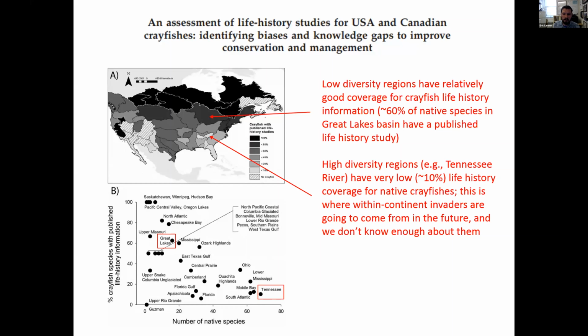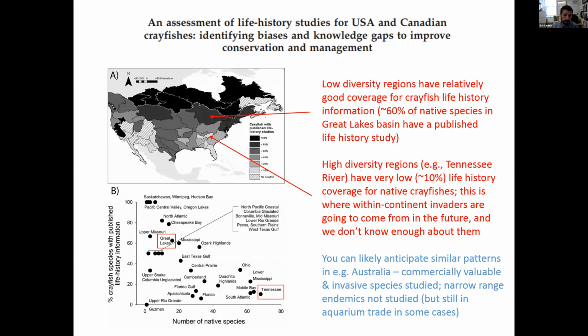And this is something I would maybe say could be a place where within-continent invaders are going to come from in the future. Rusty crayfish has invaded the Great Lakes Basin from the Ohio, and potentially with climate change, we might expect to see more northward invasions of things that are in Tennessee, in Kentucky, in Alabama, that have really, really poor coverage of basic life history information.